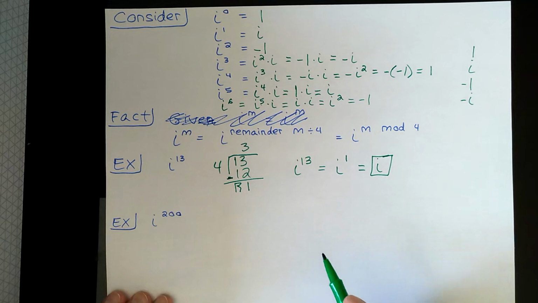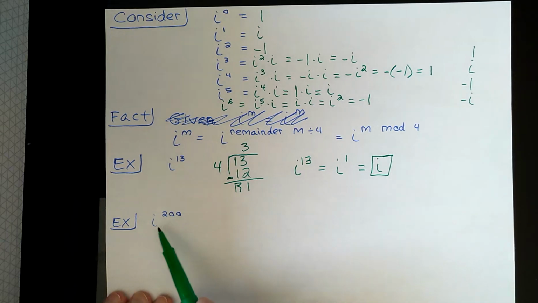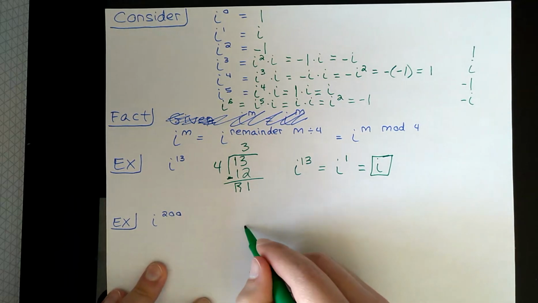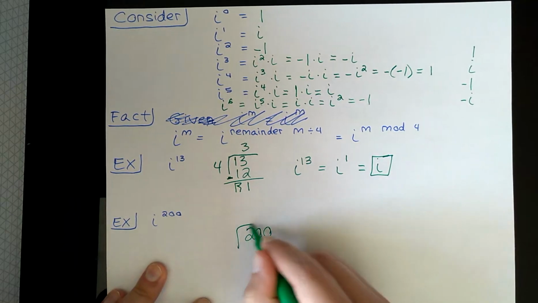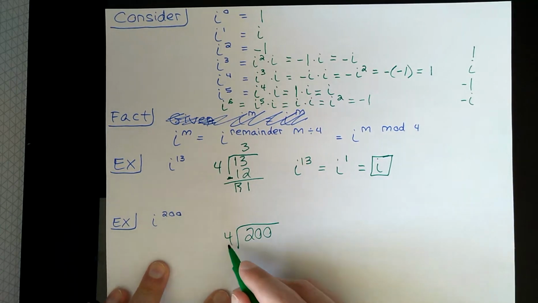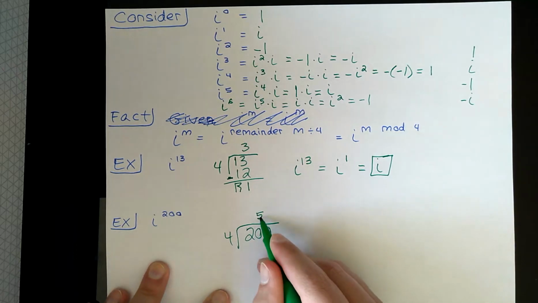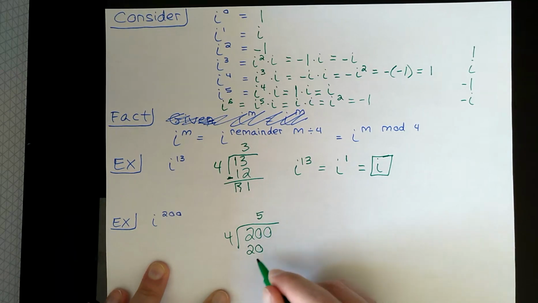Okay, take a moment, pause the video, see if you can find i to the 200th power. Alright, so for i to the 200th power, we're going to take 200 and divide it by 4. 4 goes into 20. It does not go into 2, but it goes into 20 5 times. 5 times 4 is 20. We subtract, which leaves us with 0. We get to bring down that 0.